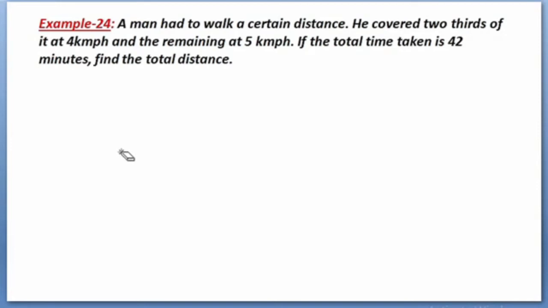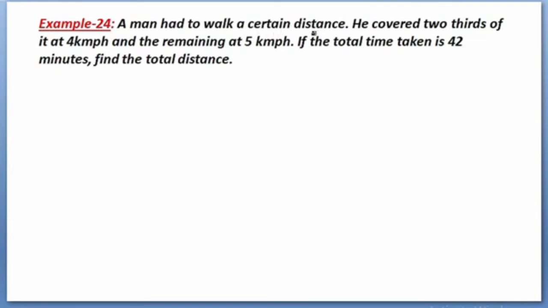Next, example 24th question. A man had to walk a certain distance. He covered 2/3 of it at 4 km per hour and the remaining at 5 km per hour. If the total time taken is 42 minutes, find the total distance.